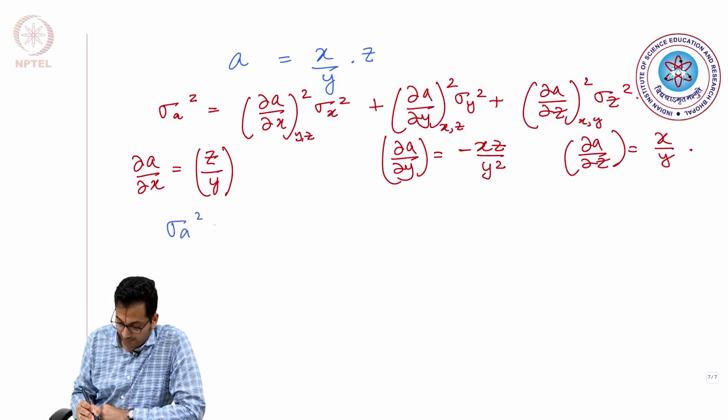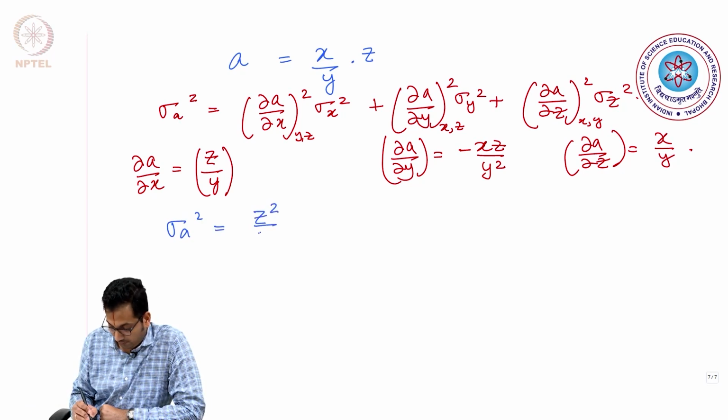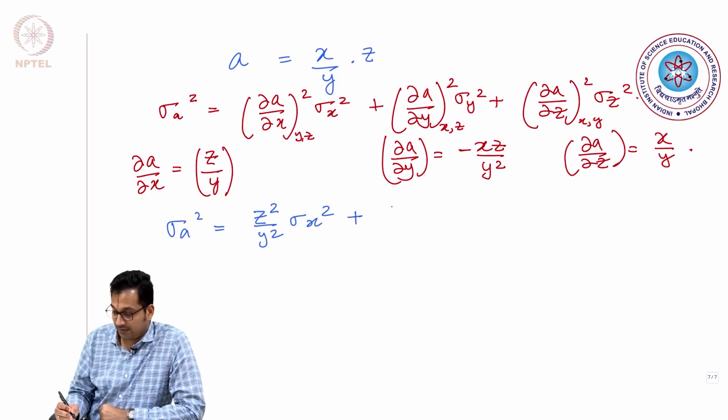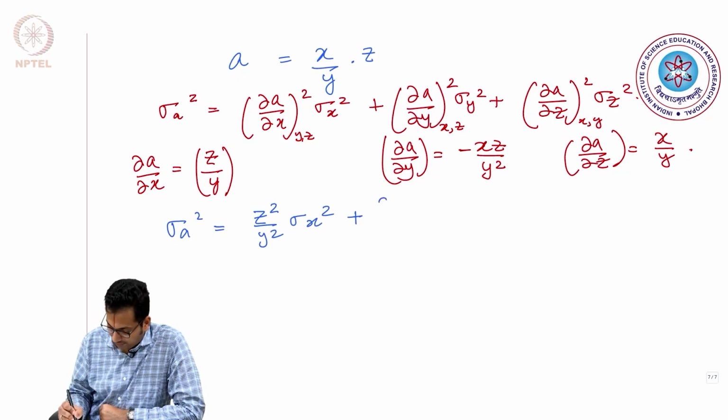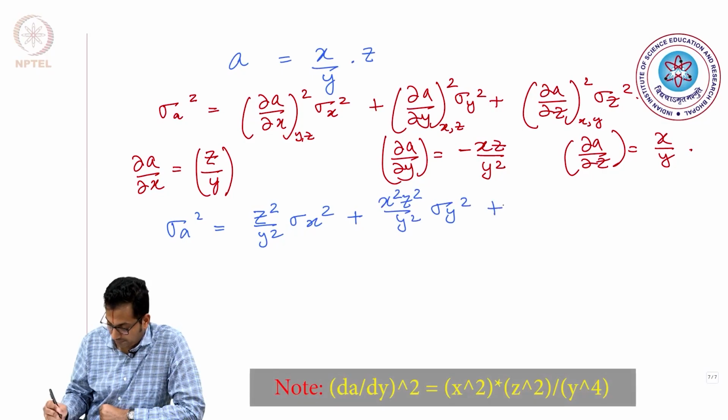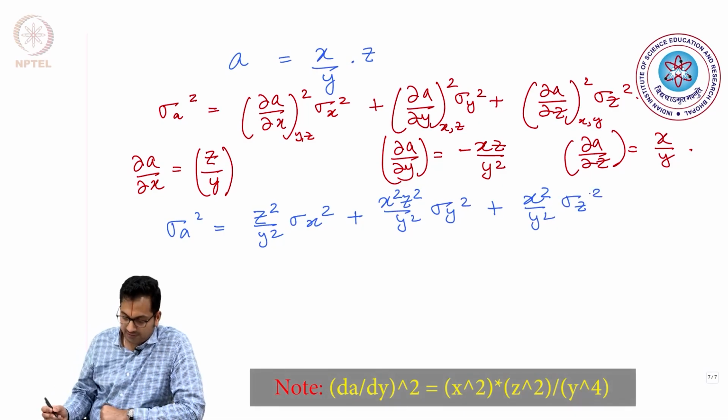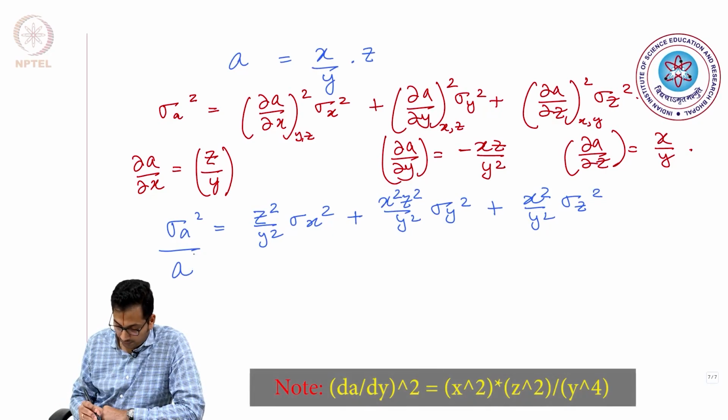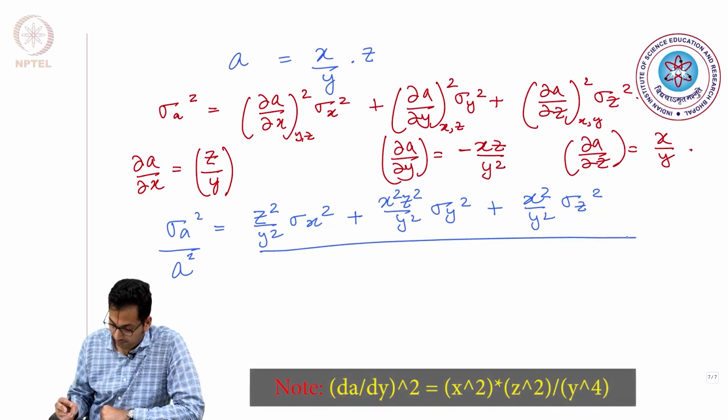Therefore, sigma A square is going to be equal to z square by y square times sigma x square plus, because the square of minus x z by y square will be plus x square z square by y square, sigma y square plus x square by y square sigma z square. So, let us divide the entire term by A square, that is, by x square z square by y square.